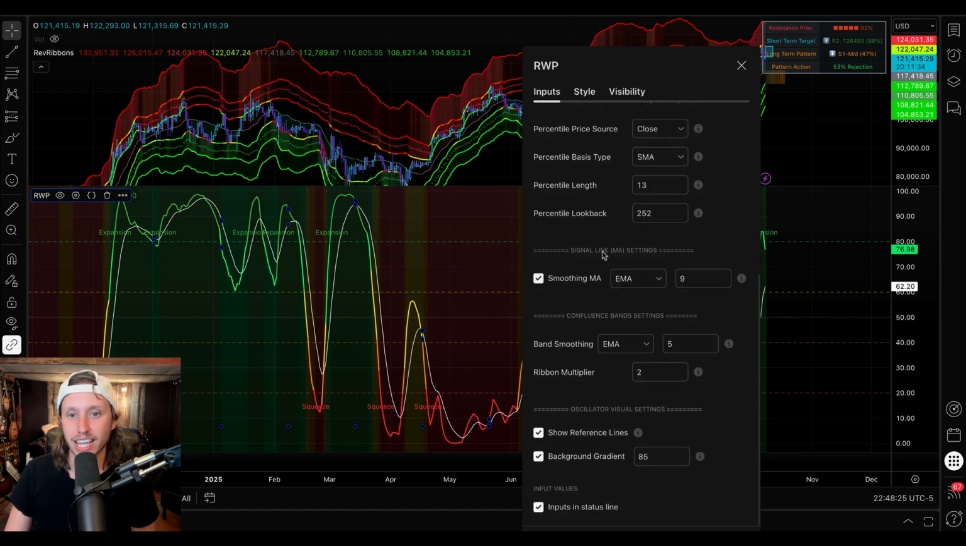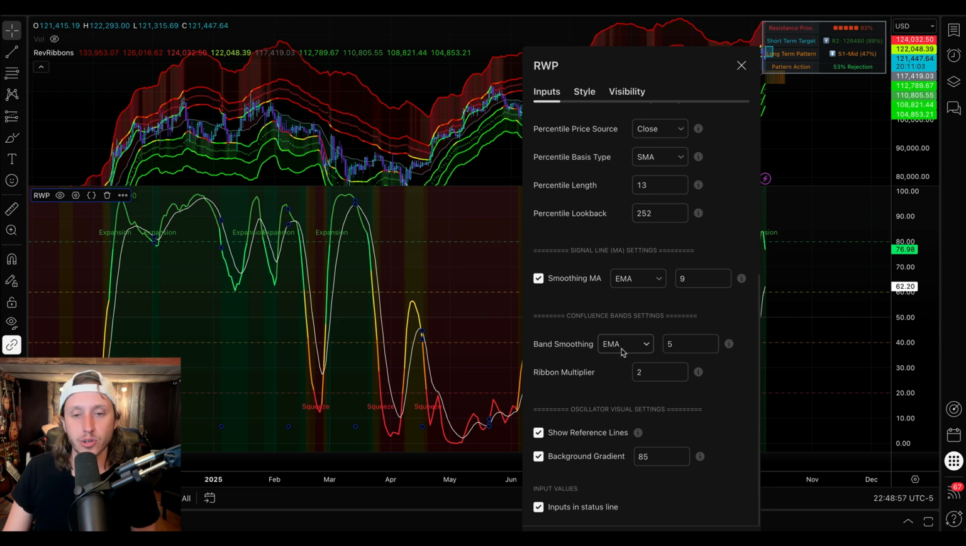Then you got your signal line moving average. This is the white moving average right here, and I have it on 9. Maybe 5 or 7 would be a little bit better setting, but it kind of depends on what you're using it for. And I oftentimes just use the underlying oscillator itself because that's already plenty slow. Then we have our confluence ribbons band settings, which again pull from the ribbons up there. And you have your band smoothing, which also pulls from the ribbons there.